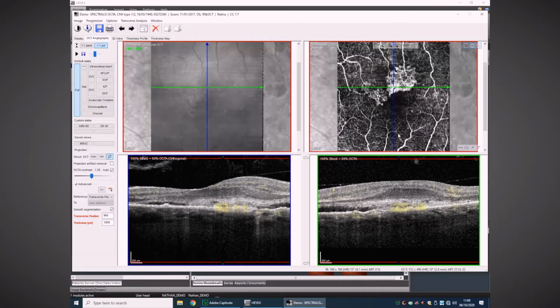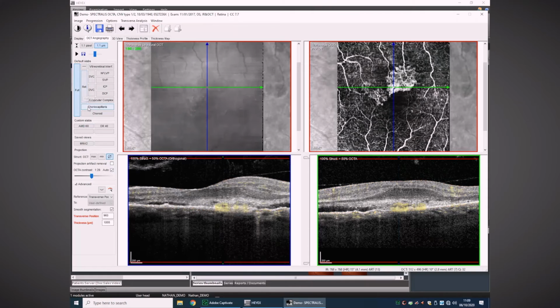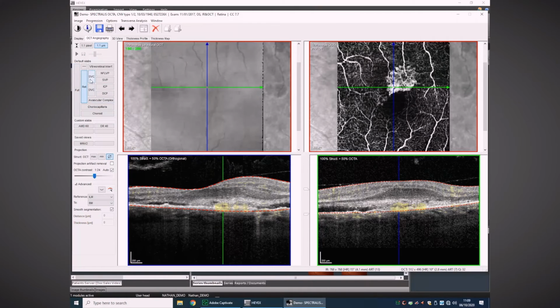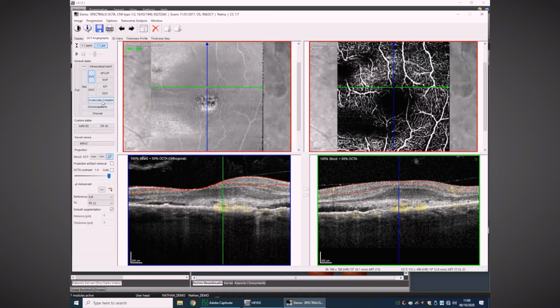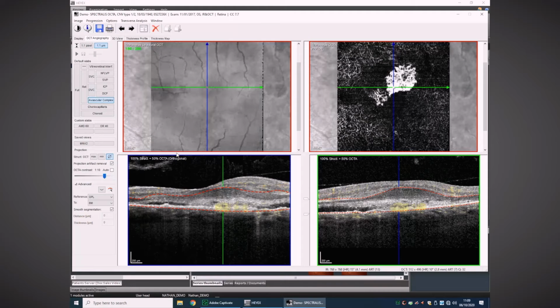And so you see that that is different. And now you see this other lesion which may be below the retina. So you have an opportunity to review right the way through to the choroid, or then superficial vascular complex with the plexus and deep vascular complex with the plexus to the avascular complex.